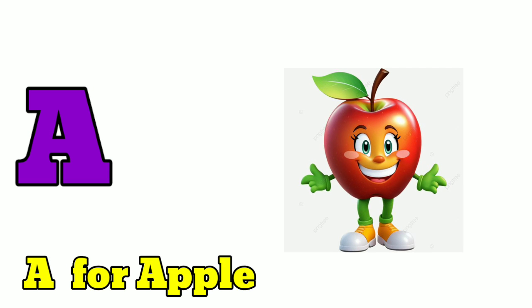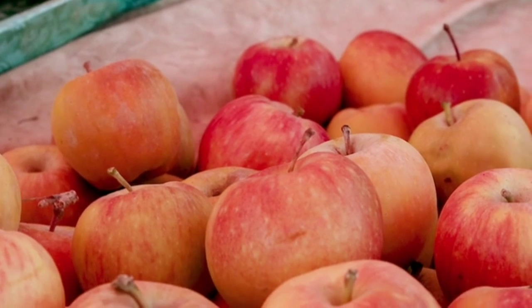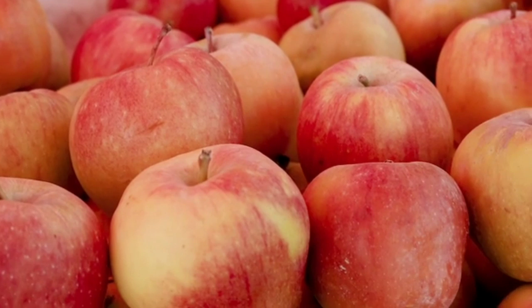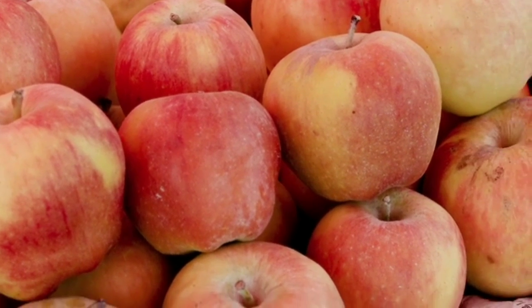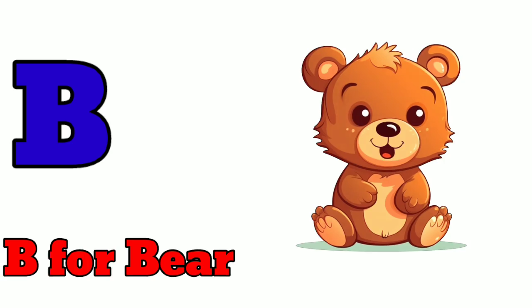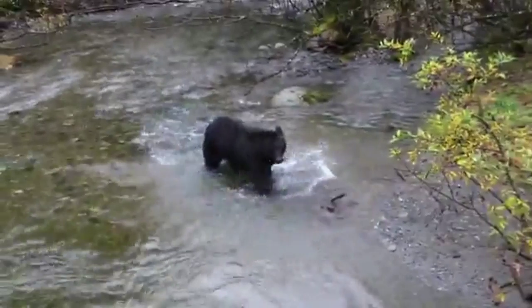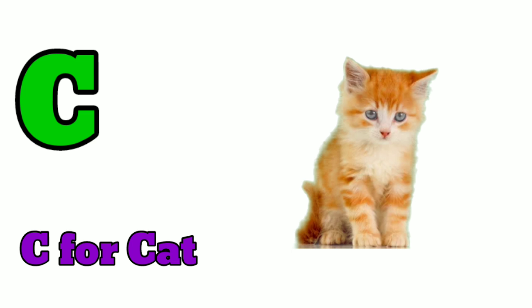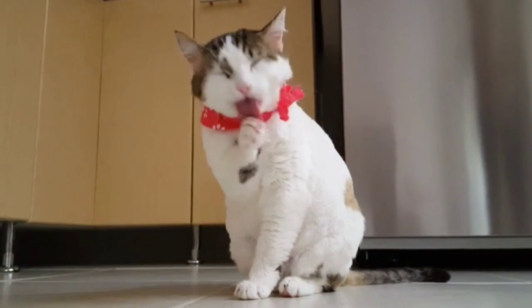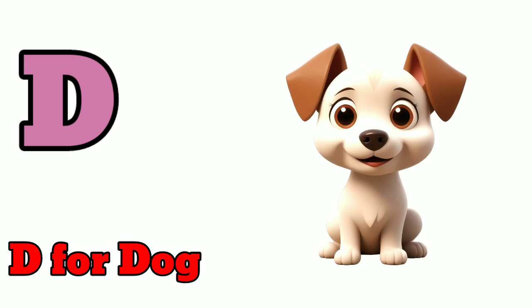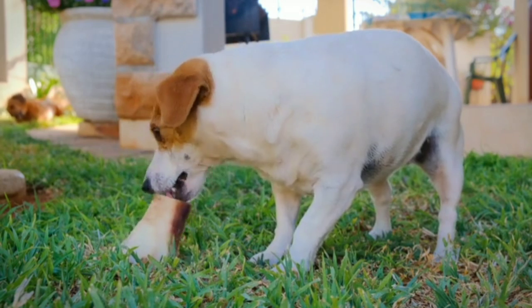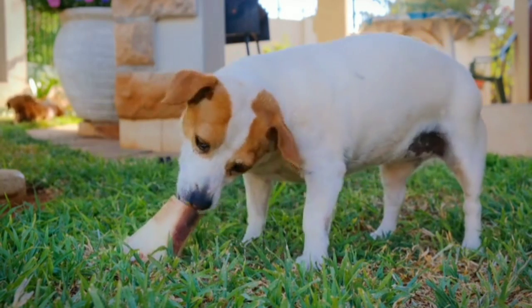A for apple. Apple means seb. B for beer. Beer means bhalu. C for cat. Cat means billi. D for dog. Dog means kutta.